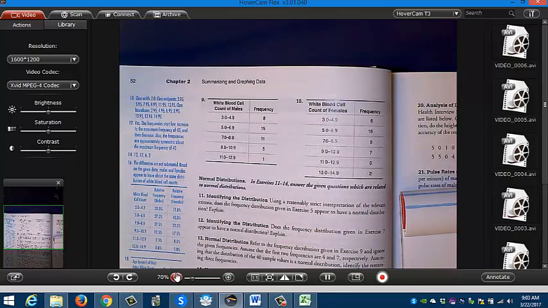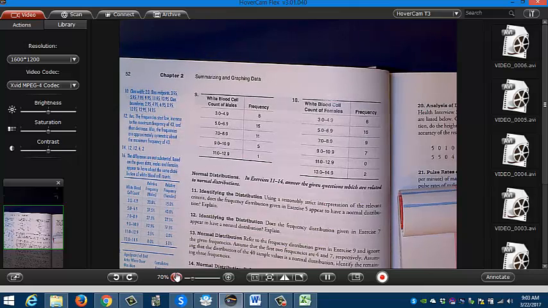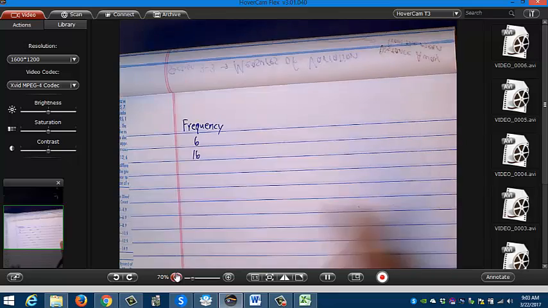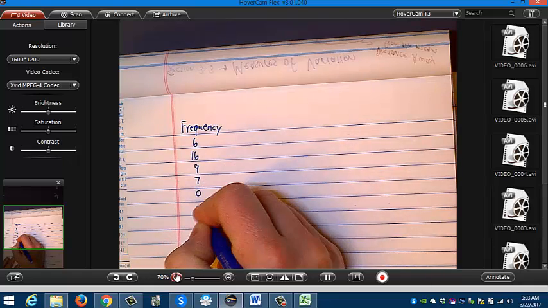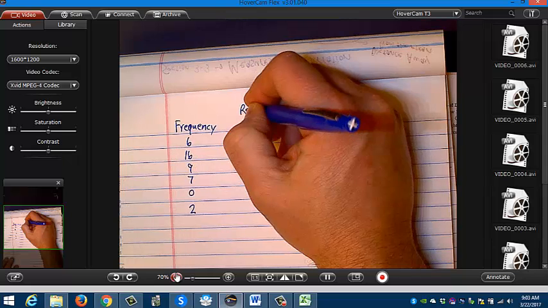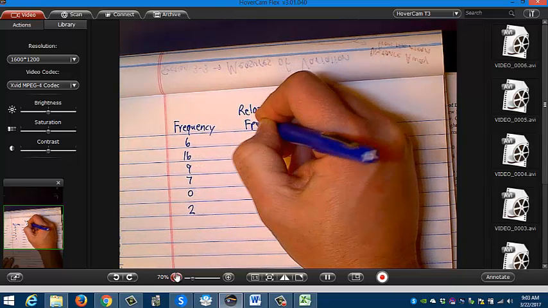Okay, so I have frequency. It was 6, 16, I want to go ahead and label these, 9, 7, 0, and 2. Okay? Sometimes what is done is people will graph relative frequency.